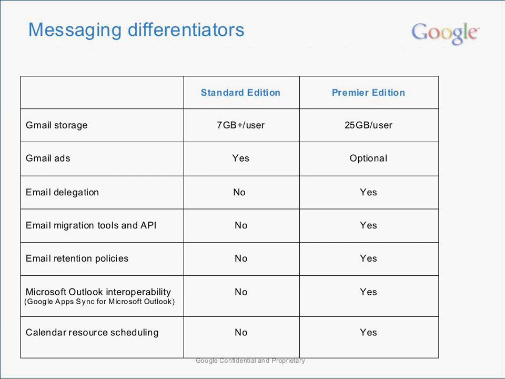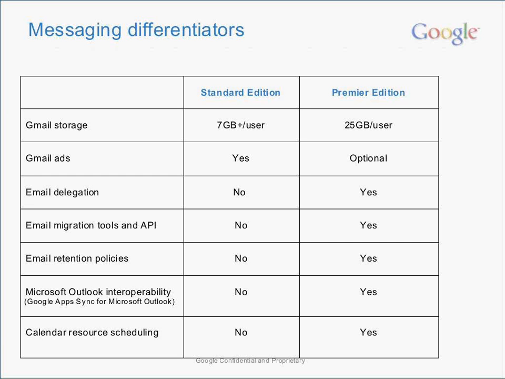7 gigabytes sounds like a lot, but when you're not deleting a lot of email, that fills up pretty fast, and that's why a lot of people opt for Premier edition just because of storage. And specifically when you're a business user, another concern that you might have is around ads. People don't want to see ads in Google Apps, and that's another selling point for the Premier edition.